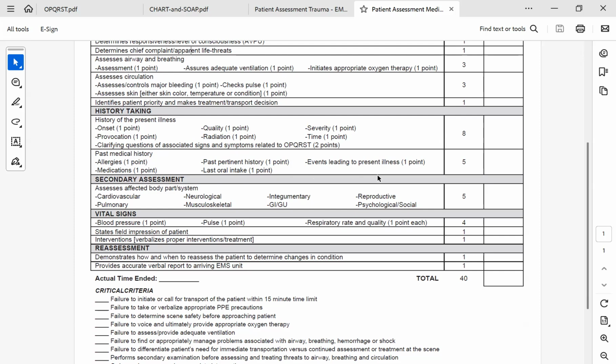After that, we ask a whole bunch of questions to them. We kind of have an idea of what's going on. So they're having some chest pain and difficulty breathing. Maybe it's a cardiac event, maybe it's gas, but either way, it pinpoints us down to cardiovascular and pulmonary. So then we can do our more focused secondary assessment on those body systems, the affected body part.